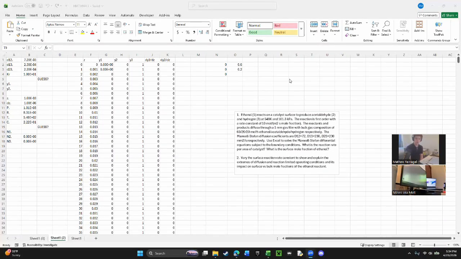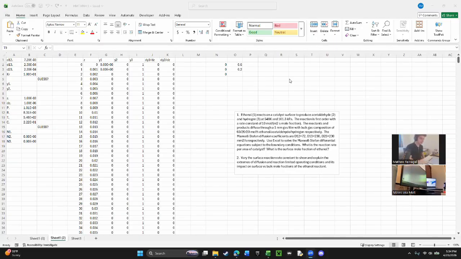So for this part of the video, we are going to be doing a catalyst reaction. We're going to be turning ethanol into acetaldehyde and hydrogen in this case. And what we're going to try to show, with the Maxwell-Stefan diffusion equation, is what the surface mole fraction of ethanol should be once we proceed in this reaction with the diffusivities that were given, with the temperature and pressures that were given, and the concentration.